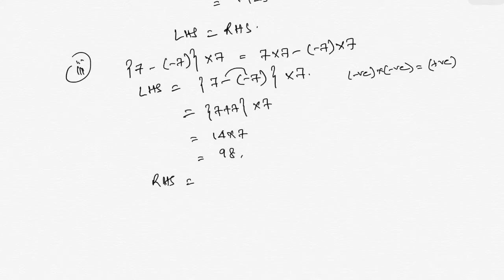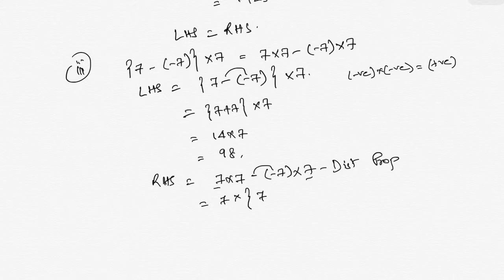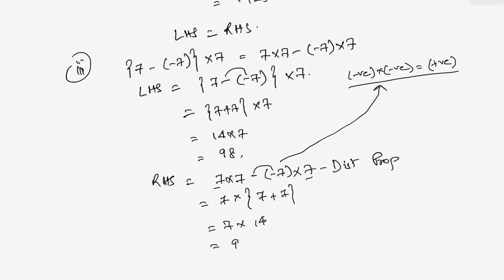Okay. Now let's see the RHS. 7 into 7 minus 7 into 7. Now this is the distributive property. Okay, so what is common here? 7 is common here. So we'll take 7 into 7 minus into minus. According to this, minus into minus is plus. So 7 into 7 plus 7 is 14. This is 98. So left hand side is equal to right hand side.